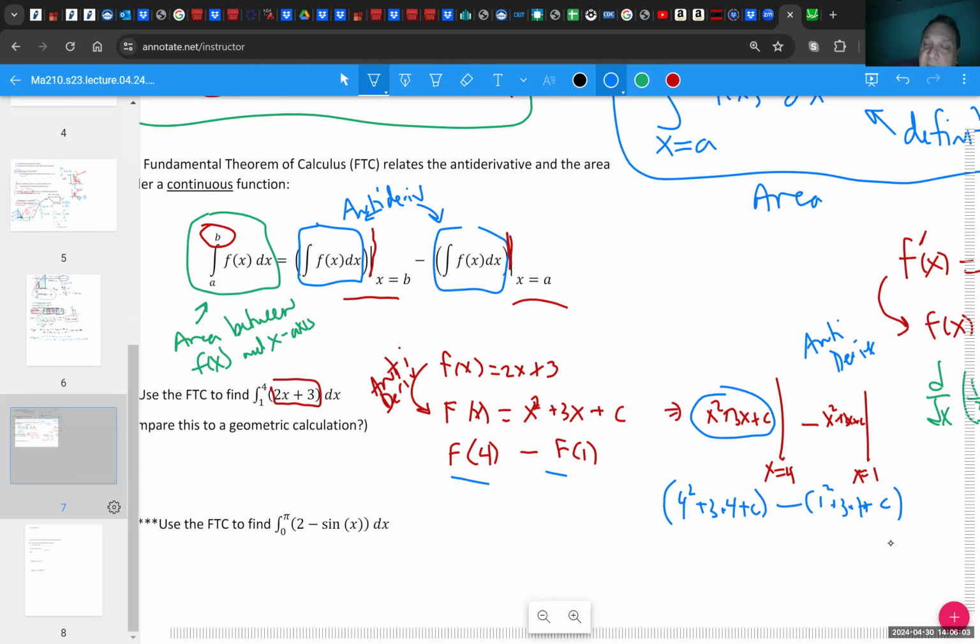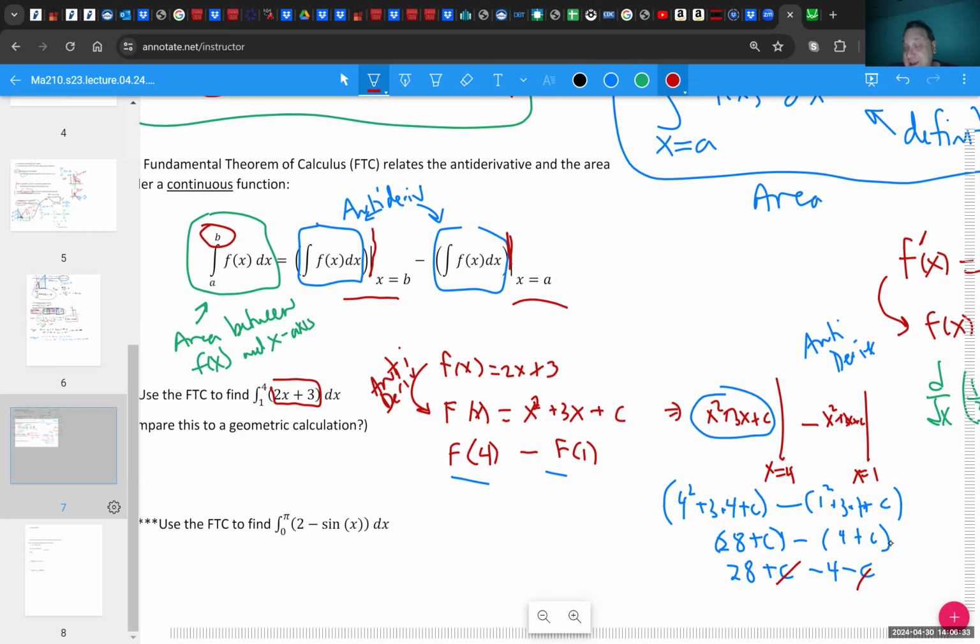Plus C. So in this first thing, we have 16 plus 12 plus C. 16 plus 12 is 28 plus C. And then we're going to subtract off 1 squared is 1, 3 times 1 is 3, so this is 4 plus C. You may be seeing that we have plus C and a minus C, so those C's are going to go away. So we get 28 plus C minus 4 minus C. And so you have plus C and minus C, which is 0.